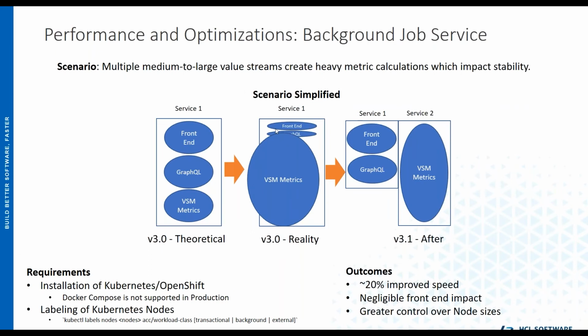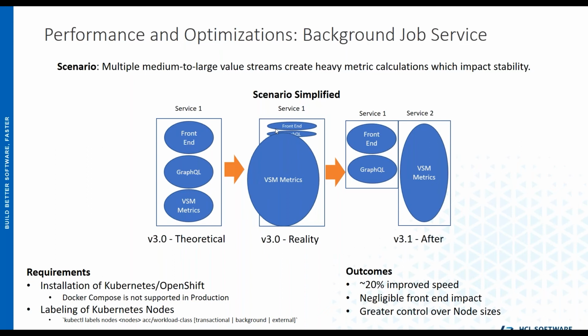Moving on to performance and optimization. One of the big changes that we did with 3.1 was around the new background job service. What we found was a lot of medium to large value streams started to create heavy metric calculations, which then impacted stability. In a theoretical perfect world, and this is what we learned from a Kubernetes experience over time, was the happy playing together of multiple services.